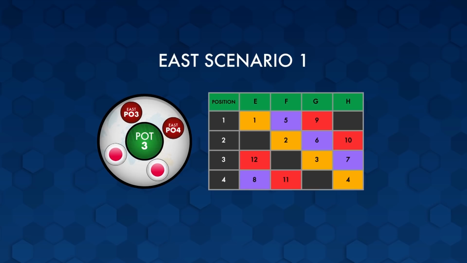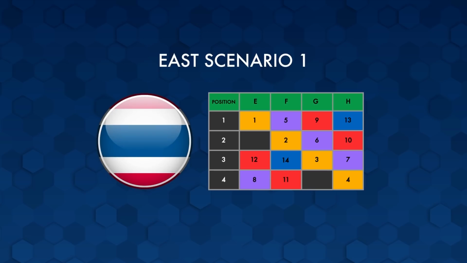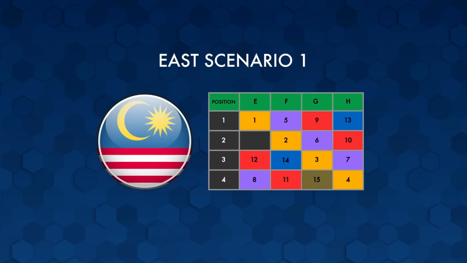Based on draw principles, first drawn club from Pot 4, Australia, will go to position H1, while second drawn into F3 respectively. Based on draw principles, Thailand League champion will go to the remaining available position in G4, while Malaysia League champion will go into E2 accordingly.